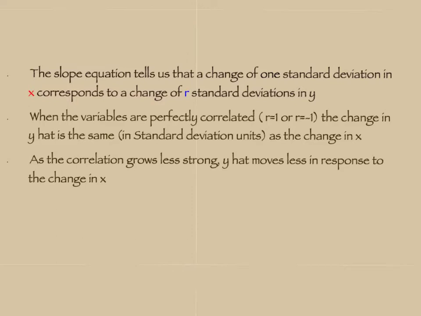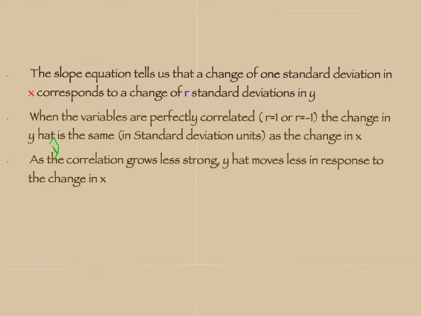Okay, the slope equation tells us that a change of one standard deviation in x corresponds to a change of r standard deviations in y. When the variables are perfectly correlated, when r equals 1 or r equals negative 1, the change in y hat is the same as the change in x, in standard deviation units.